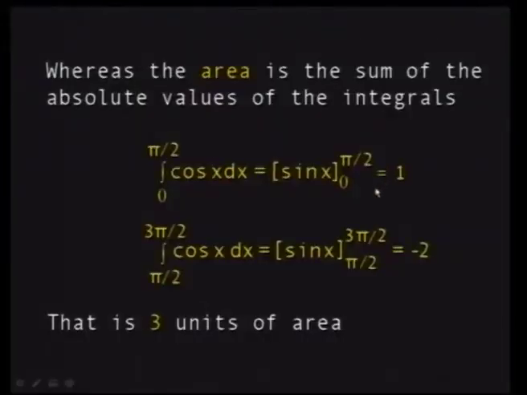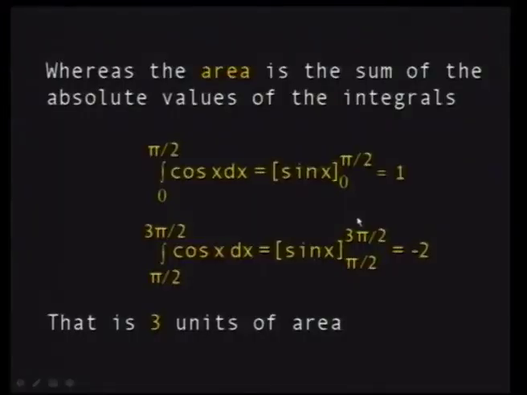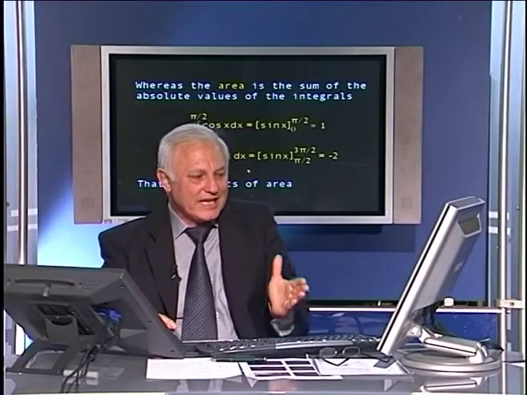For the area, you have to calculate the integral from 0 to π/2, and then you calculate again the integral from π/2 to 3π/2. Here, you replace the minus 2 with an area equal to 2. So the whole area from 0 to 3π/2 is equal to 3. So the area has 3 units, whereas the integral is equal to the sum of these two, which is equal to minus 1.